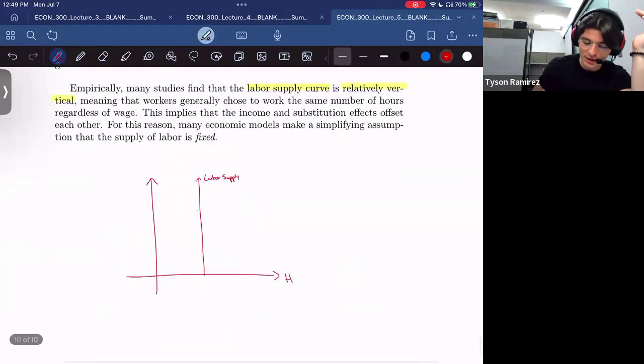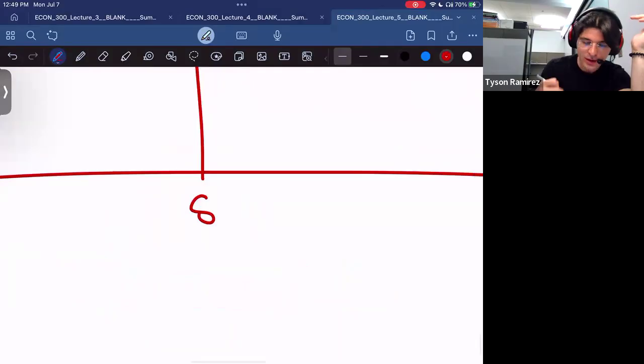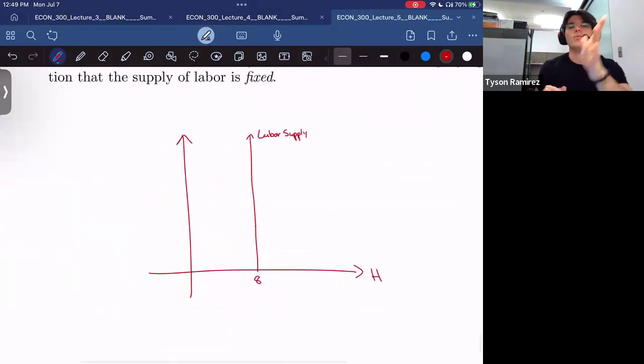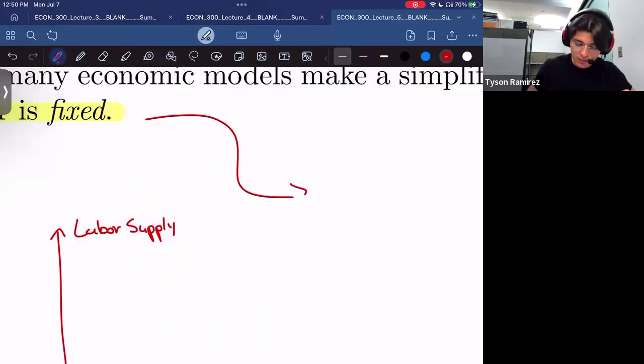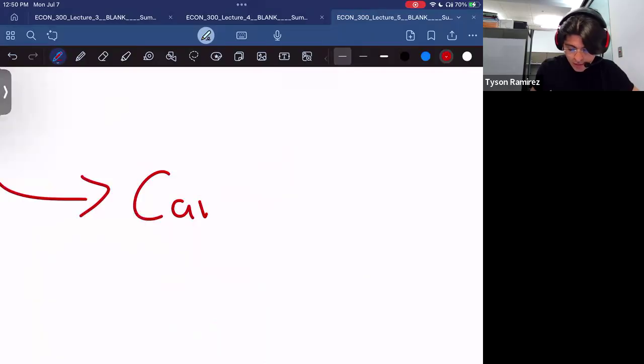Generally, if we were to just assign a regular number, call it an 8 hour workday, then for the most part, at least in these studies that the textbook refers to, people are going to choose that same 8 hour number. On average, people will choose 8 hours regardless of how much they're getting paid. So what does this mean? For modeling purposes, the supply of labor is fixed.